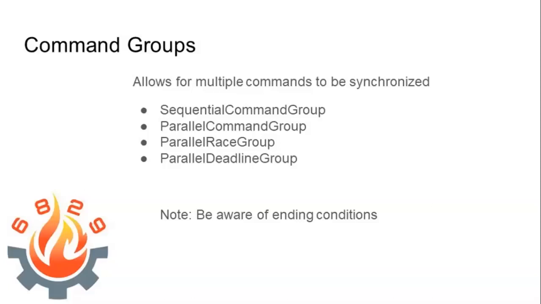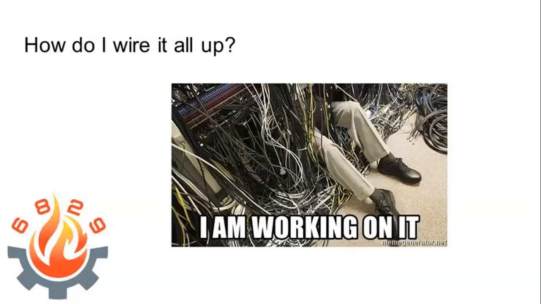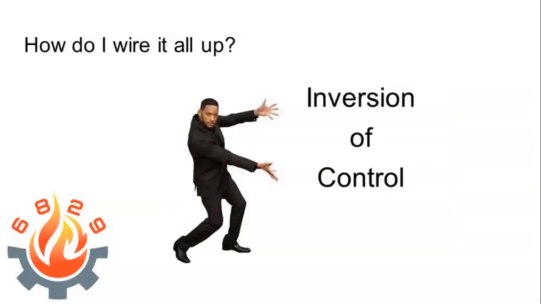Okay? So now we know about commands, we know about subsystems. We can group some commands together, get some nice functionality. We talked about buttons and stuff like that. But we haven't really talked about how you put it all together, right? We don't want a wiring mess, and that's one of the beauties of the command template. So the way we do that is inversion of control, right? Remember that Keurig, I put the coffee I want in there. So let's talk about that example.